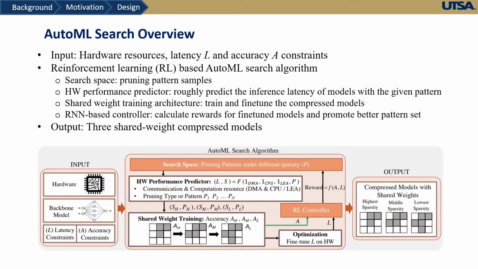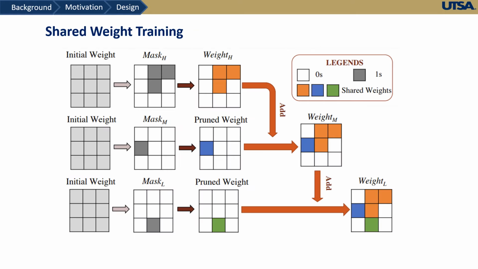The core of this framework consists of a reinforcement learning based algorithm, which has several components. The search space consists of several pattern pruning samples. The hardware performance predictor roughly predicts the performance. The shared weight training architecture trains the compressed models. And there is also an RNN based controller which calculates rewards for a particular pattern set. And finally, the output is generated, which has 3 shared weight compressed models.